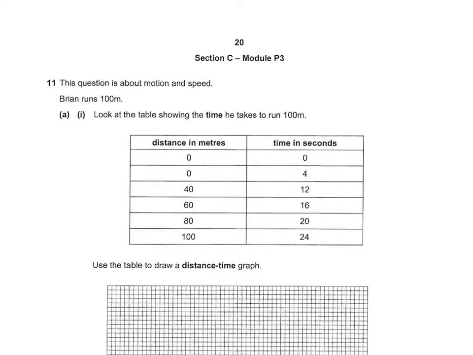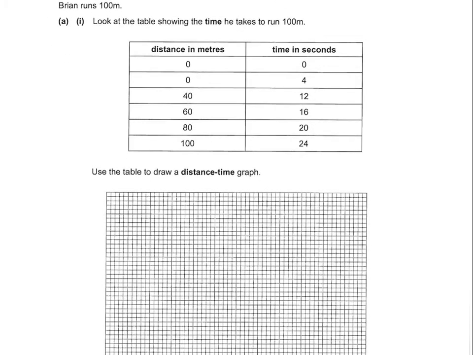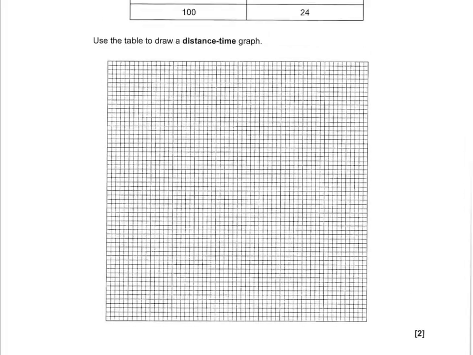So the last section, the physics section, says this question is about motion and speed. Brian runs 100 metres. Look at the table showing the time he takes for 100 metres. Use the table to draw a distance time graph.